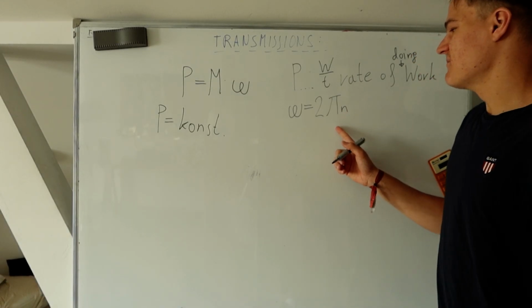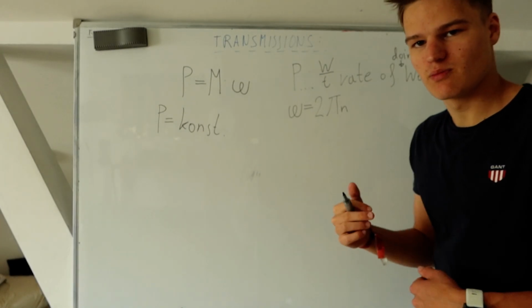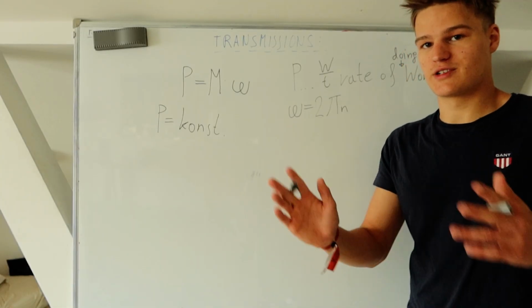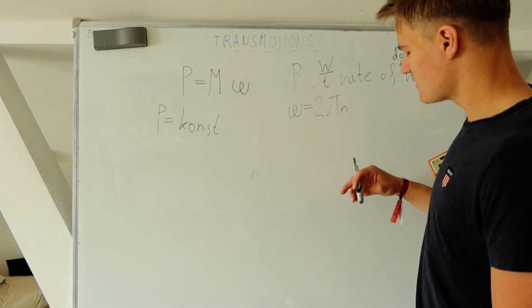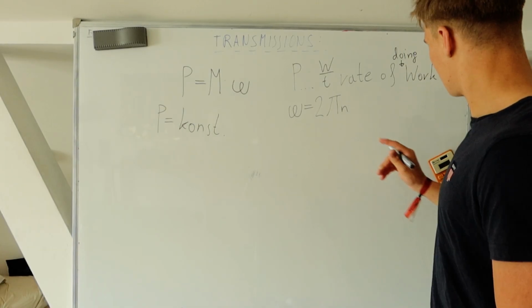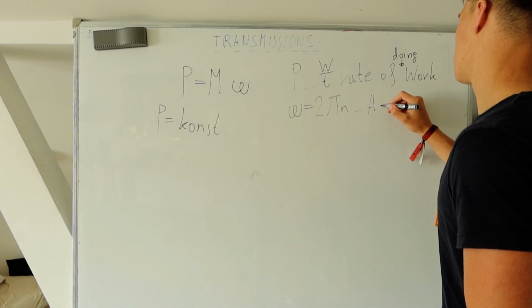2 times pi, and then times n. Now n is the revolutions per second in this case, or revolutions per minute over 60, okay? So always use the SI units, okay? And this is our angular velocity.